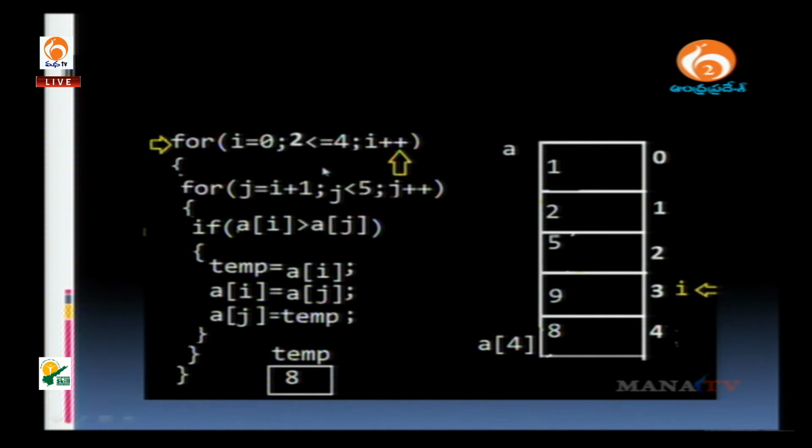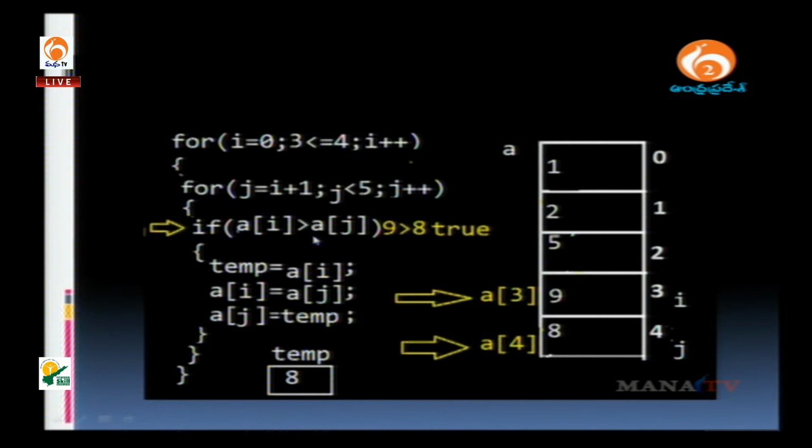Next, 3 less than or equal to 4, which is true, the condition becomes true. Now the control enters the body of the outer for loop. Next, j equal to i plus 1, I means 3 plus 1, so j equal to 4. Next, 4 less than 5, which is true, the condition becomes true. Now the control moves to the body of the inner for loop.